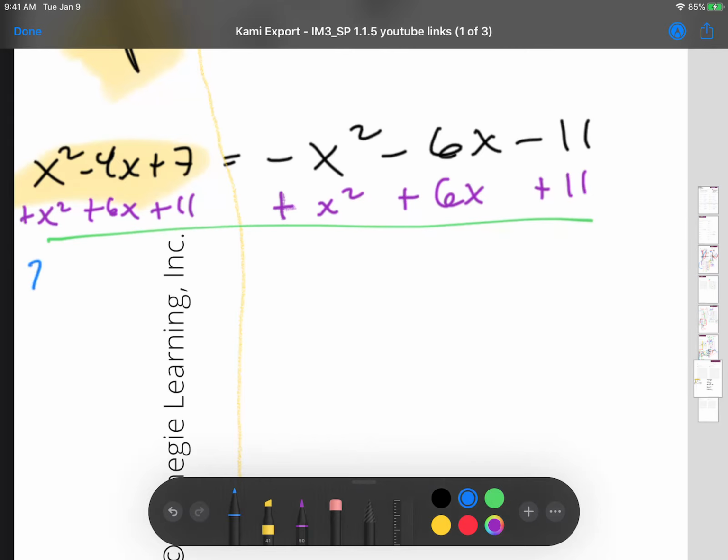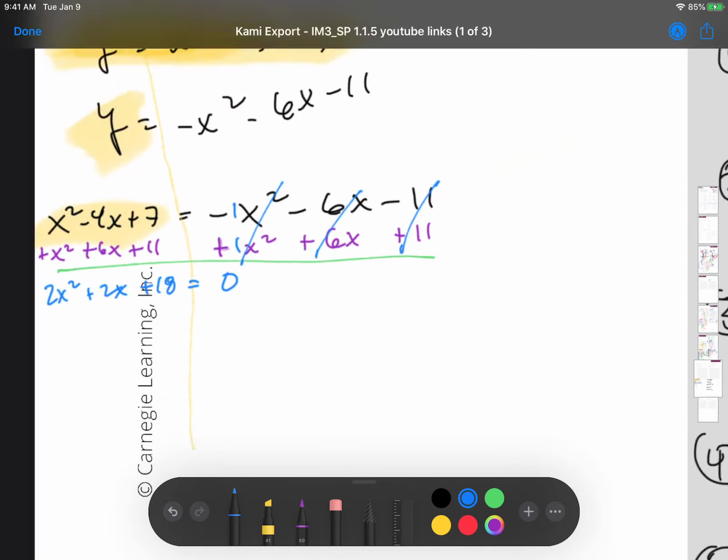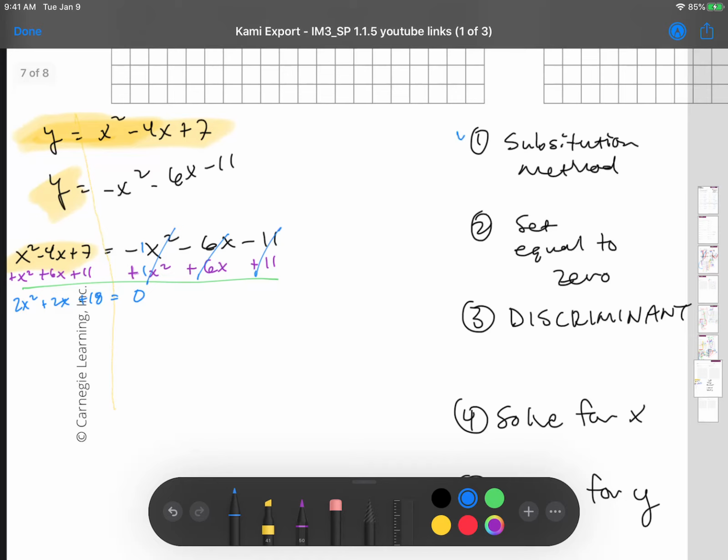Okay, so this gives us 2x squared plus 2x plus 18. And 1 and a negative 1 is 0. Negative 6 plus 6 is 0. And negative 11 plus 11 is 0. Okay? All right. So let's review what we've done. We've done the substitution method. We've just set it equal to 0.